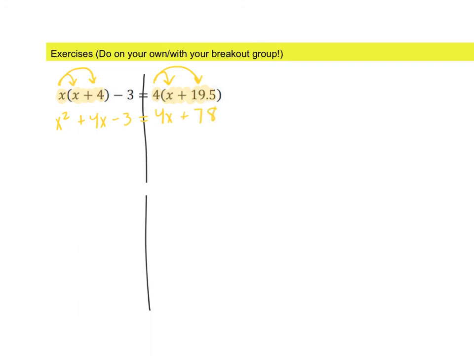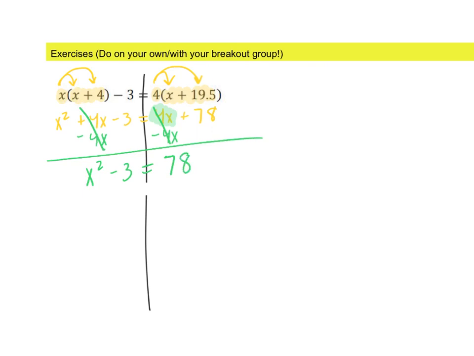Okay? From there, I want to try to move my x's together. And I have this 4x on the left side. I want to move it over to the left side. So the opposite of plus 4x is minus 4x. So I'm going to take away 4x's from both sides. You'll see that it actually cancels on both sides. On the left side, I'm left with x squared minus 3. On the right side, I have 78.